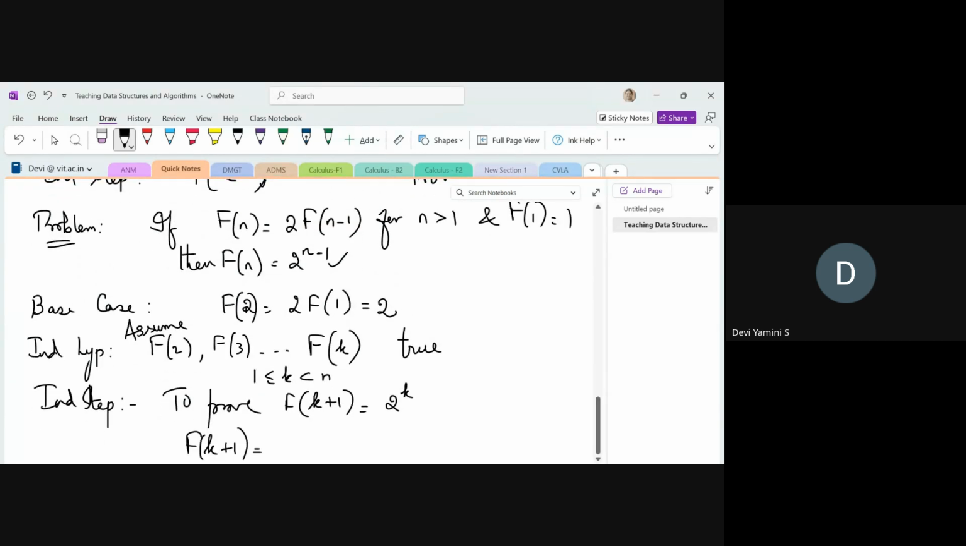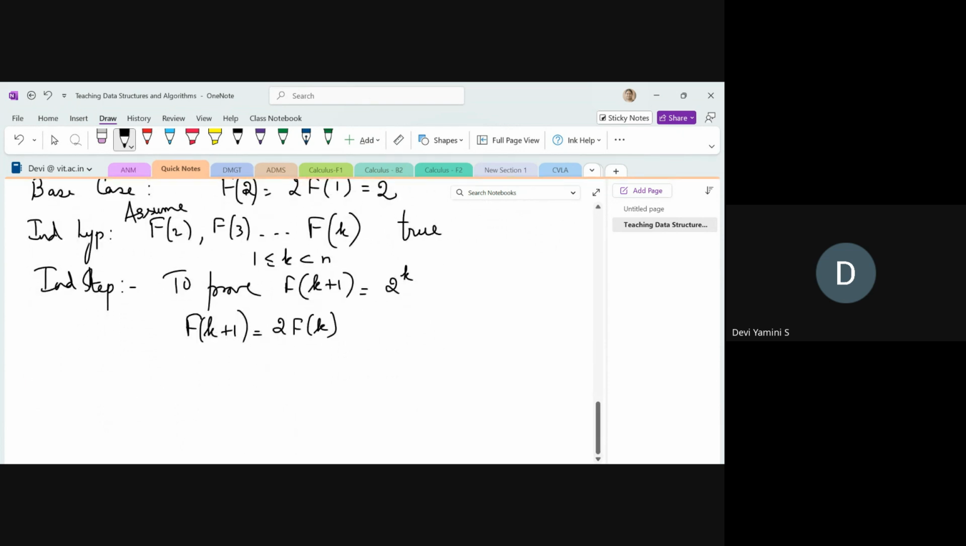It's nothing but f of n is twice of f of n minus 1. So this is going to be twice of f of k. And now this is going to be continued. You know that this is again equal to twice of 2 times f of k minus 1.